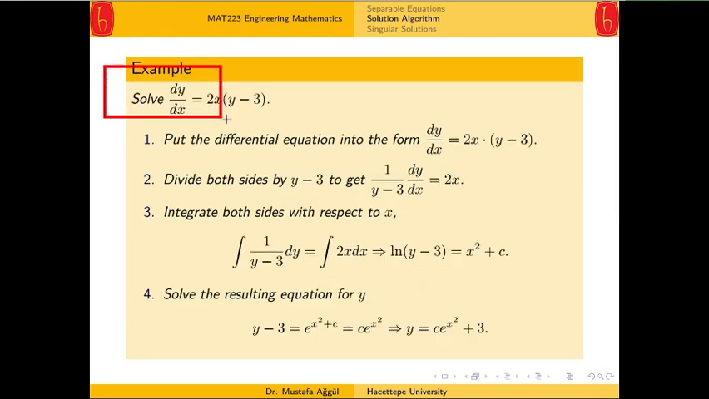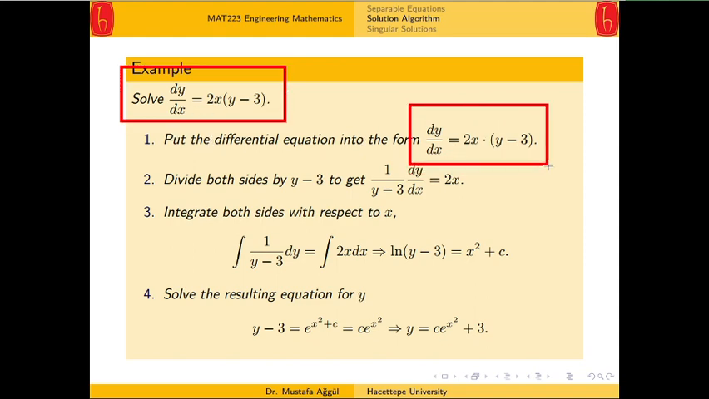Okay, so let's see the process on an example. Solve dy/dx is equal to 2x(y minus 3). We need to put the differential equation into this form, and it's already in that form because 2x times y minus 3 is already the product of a function of x and a function of y. So we are done with the first step, and then we need to divide both sides by y minus 3.